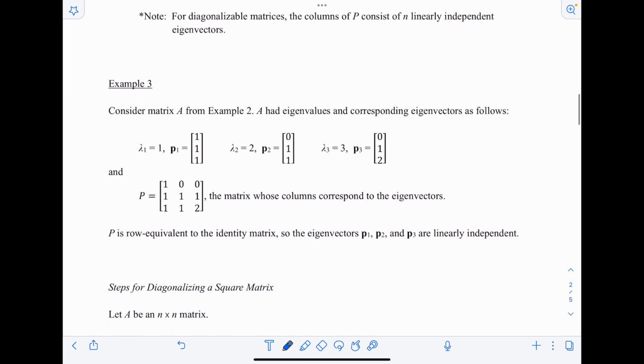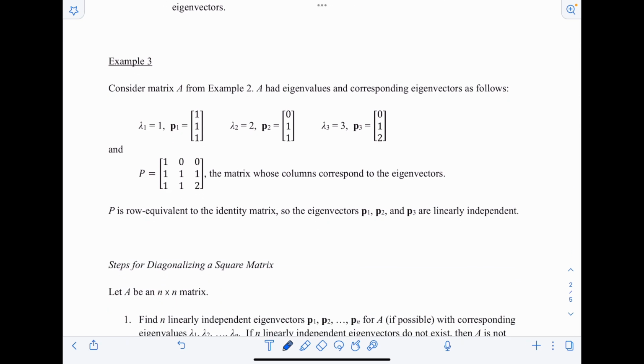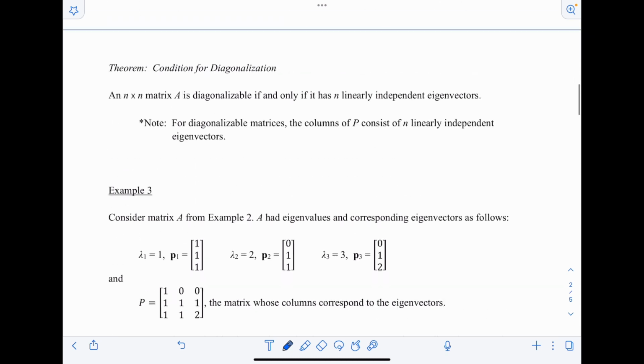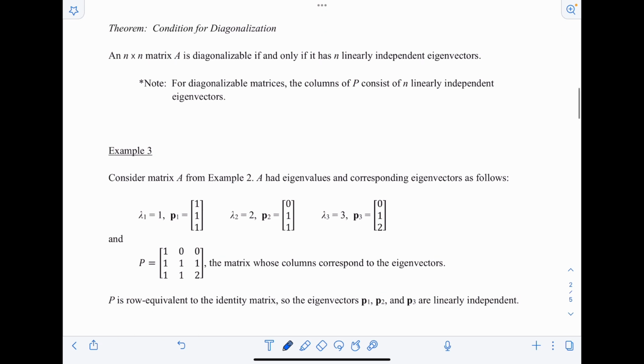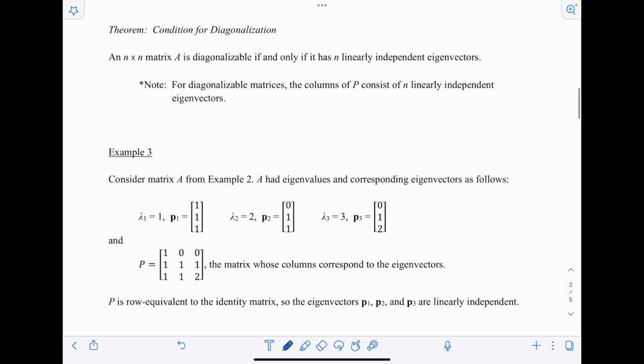Again, nothing that we have to do for this, but this was the one that we just looked at from example 2. We didn't find the eigenvectors, but if we had, we would find that for lambda 1 equaling 1, the eigenvector is 1, 1, 1. For lambda 2, 0, 1, 1. For lambda 3, 0, 1, 2. So we could obviously go through and find those eigenvectors, but those would be the eigenvectors. And therefore, by this theorem, P is simply those 3 eigenvectors as columns in the matrix.